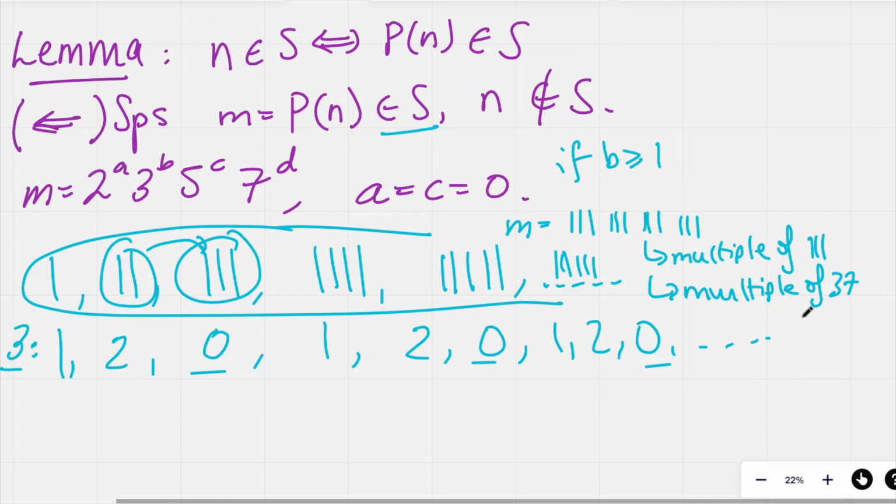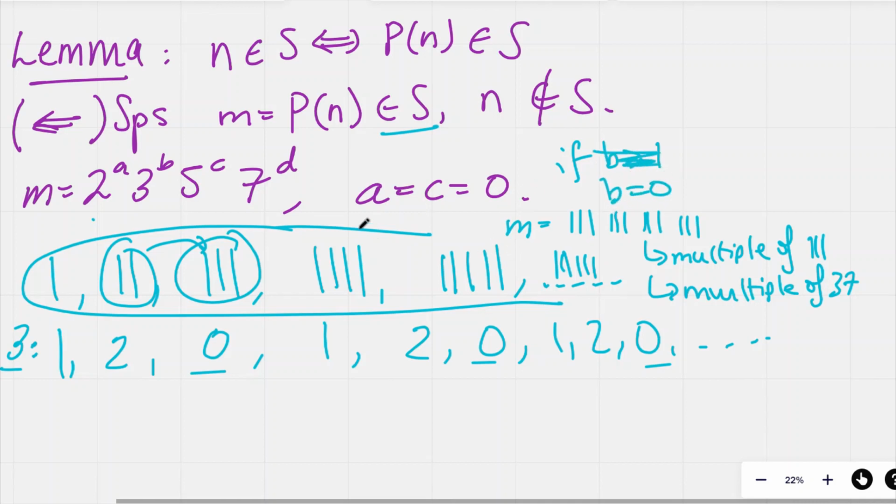But this is a big issue, because m can't be a multiple of 37, because m has to be just the product of 2, 3, 5, and 7. If we looked at the prime factorization of m, we know it only contains 2s, 3s, 5s, and 7s, and so therefore can't contain a 37. Therefore, b cannot be bigger than or equal to 1, so b has to be 0. Which is quite cool.